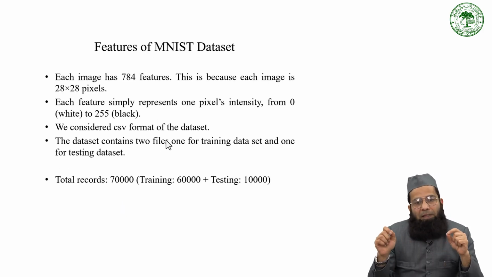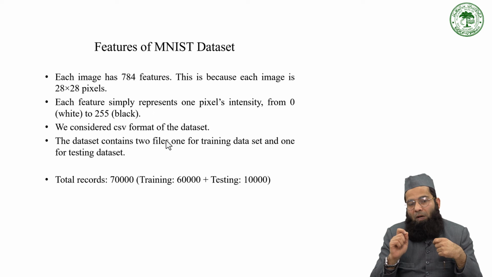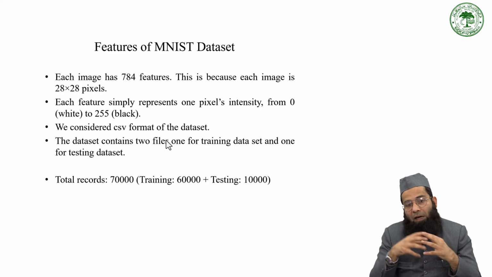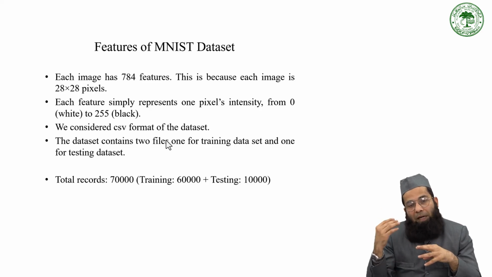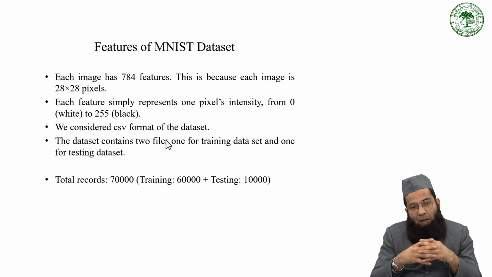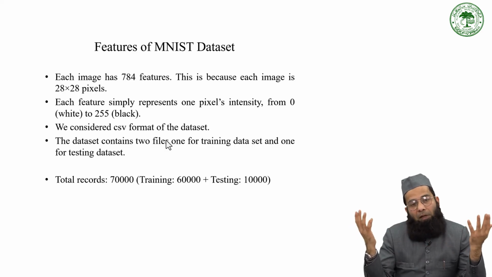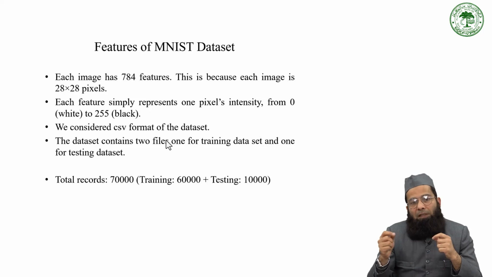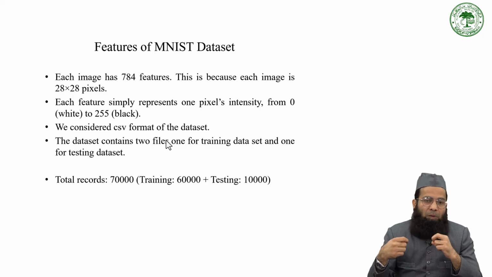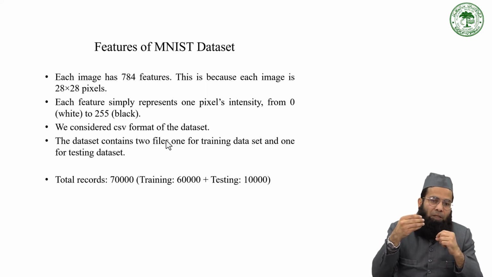As far as features of the MNIST dataset are concerned, each image has 784 features. This is a huge number of features. Why is it so? Because we are storing the image as 28 cross 28 pixels. That is actually very small. Let's say if our image is 128 cross 128 and so on, it would have a huge number of features, right? So each feature simply represents one pixel intensity from 0 to 255, right? According to the intensity, it actually shows what the image is.